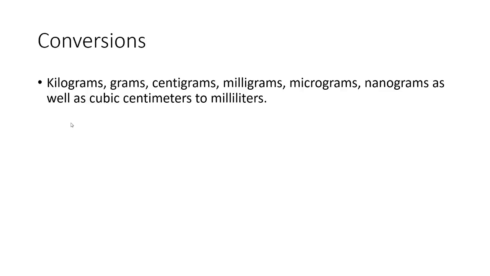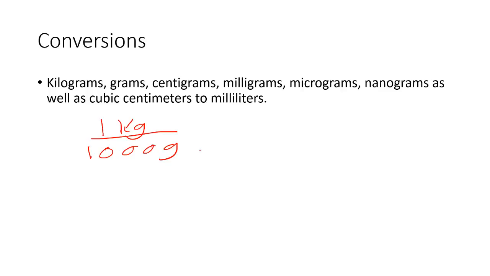So for example, we need to know that for every 1 kilogram, there are going to be 1,000 grams. This is because a kilogram is larger than a gram. And what this means is we can now use this as a conversion factor. Because 1 kilogram is the same as 1,000 grams, this fraction is equal to 1.